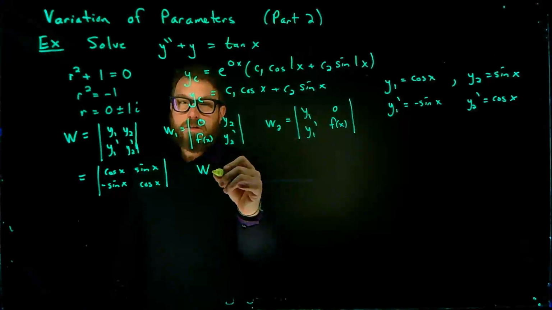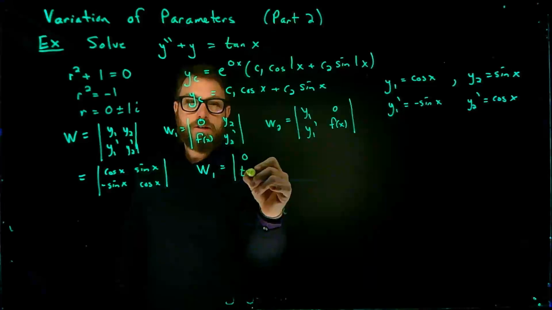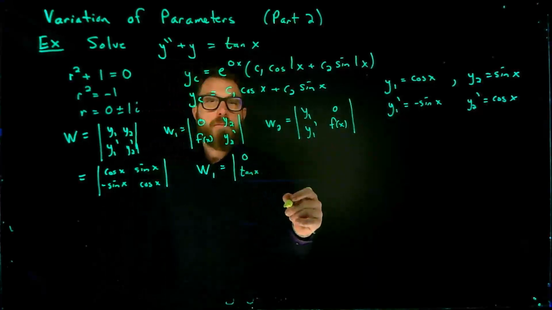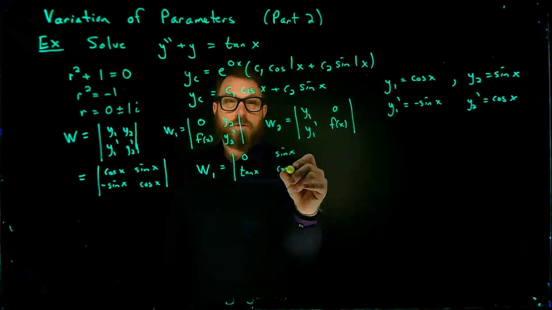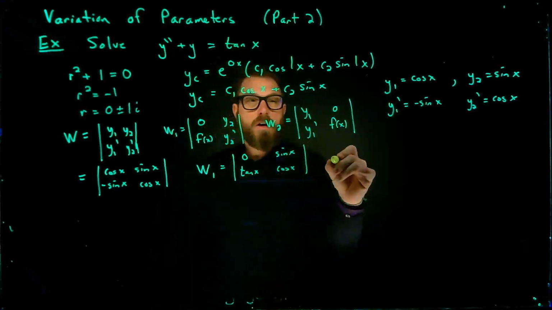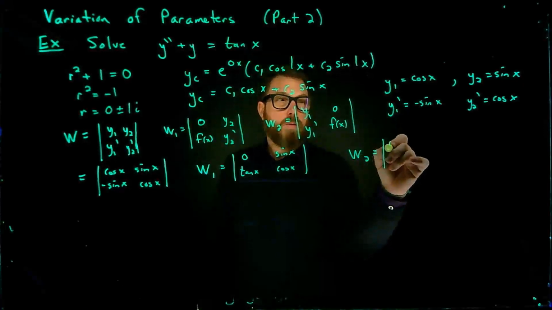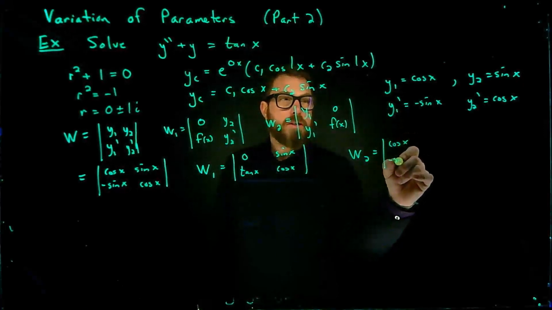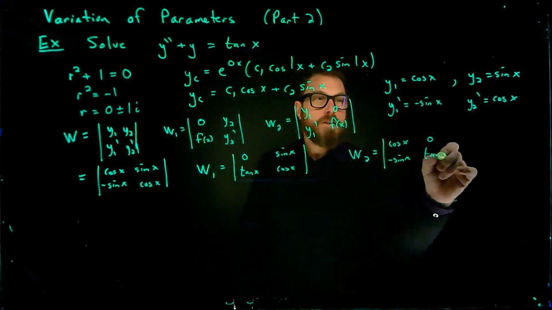So this w1 is going to be equal to 0, and then f of x is going to be our tangent of x, and our y2 is going to be equal to the sine of x, and this is going to be equal to the cosine of x, and then our w2, this determinant, is going to be equal to y1. So we have cosine of x, minus sine of x, and then we're going to have 0, and then f of x, which is going to be the tangent of x.